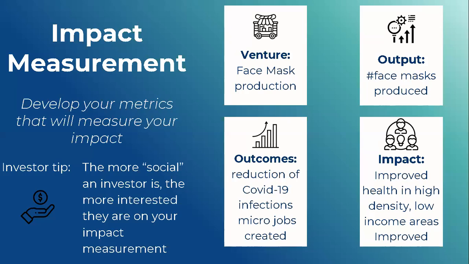So first of all, we talk about your venture, so your social business. What is it exactly? In my case, I give the example of we produce face masks. You then want to talk about what is the output. So the output would be, in our case, that we develop, let's say, 10,000 face masks a month. And the outcome of our work is that there is a reduction of COVID-19 infections because more people have access to masks. And at the same time, we've also created micro jobs because people earn while making masks.